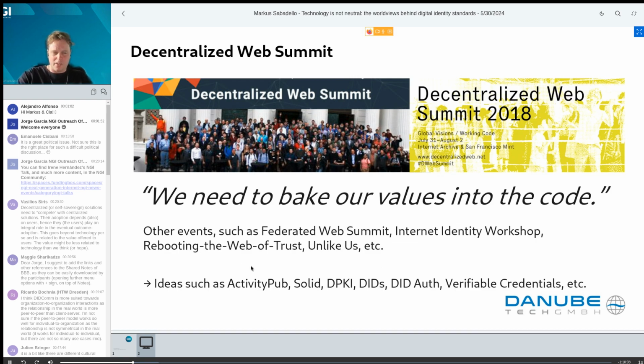And so we saw things emerge such as ActivityPub, Solid, social linked data, DPKI, decentralized public key infrastructure, DIDs, decentralized identifiers, right? There was the realization that in order to build decentralized digital identity, we need decentralized identifiers, which are a W3C standard now. And things like DID-Auth, verifiable credentials, and so on. So that's a bit of history and background about this idea that technical standards and the values and the worldviews and the models of how we interact, and the models of human nature and human interactions online, how that should work. There's a link between that and the standards and the technologies that are being built.